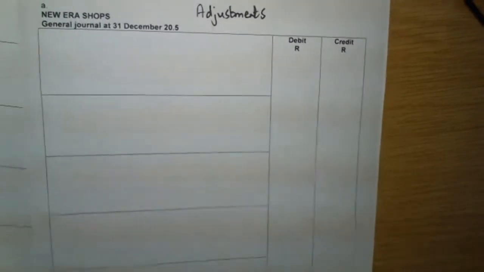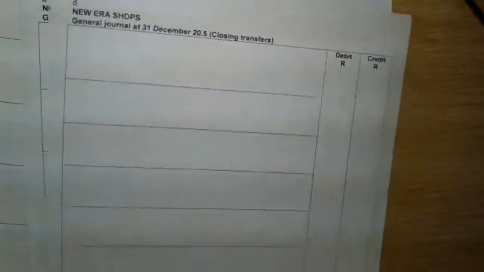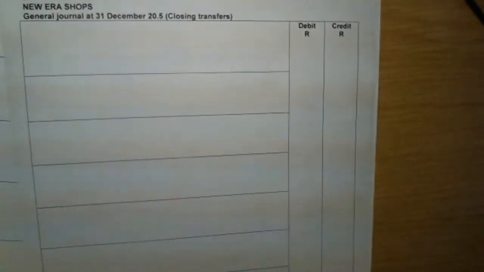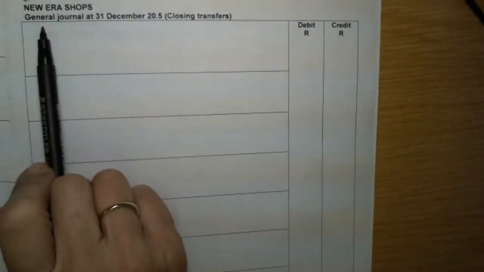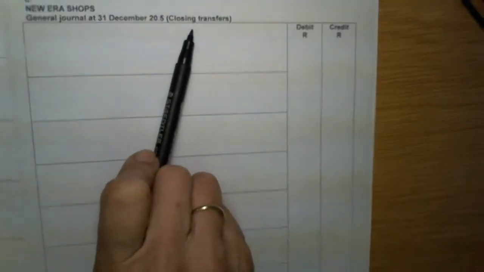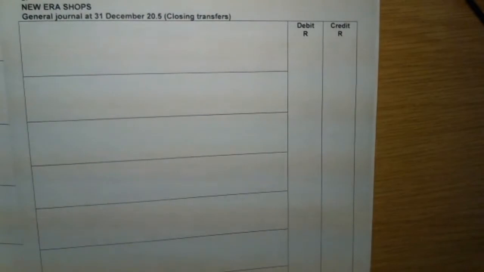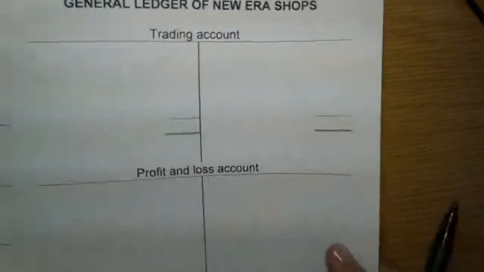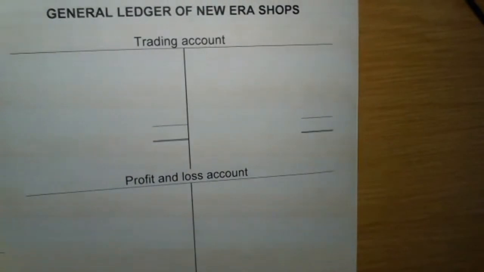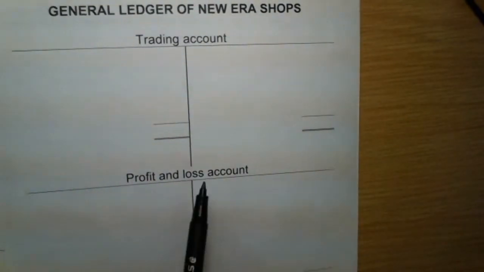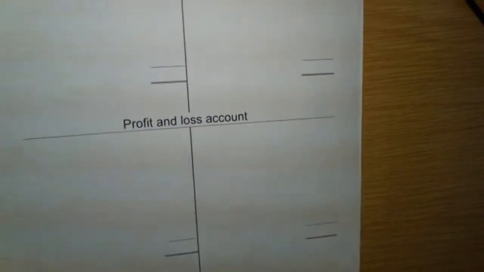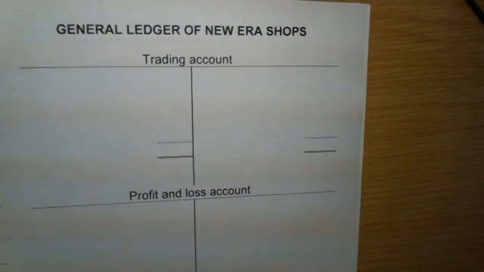Then for part D, you go to another page, and start a fresh page for this. Again, here you're going to be doing the General Journal, but here you're doing closing transfers. So have two pages for yourself, one for the adjustments and one for the closing transfers. And then the last page that you need to get ready is the General Ledger, because we're doing the trading account, the profit and loss account, and the capital account. If I was doing this question in the exam, I would have those things ready for myself, because that's where I'm going to be scoring my marks as I go through the question.